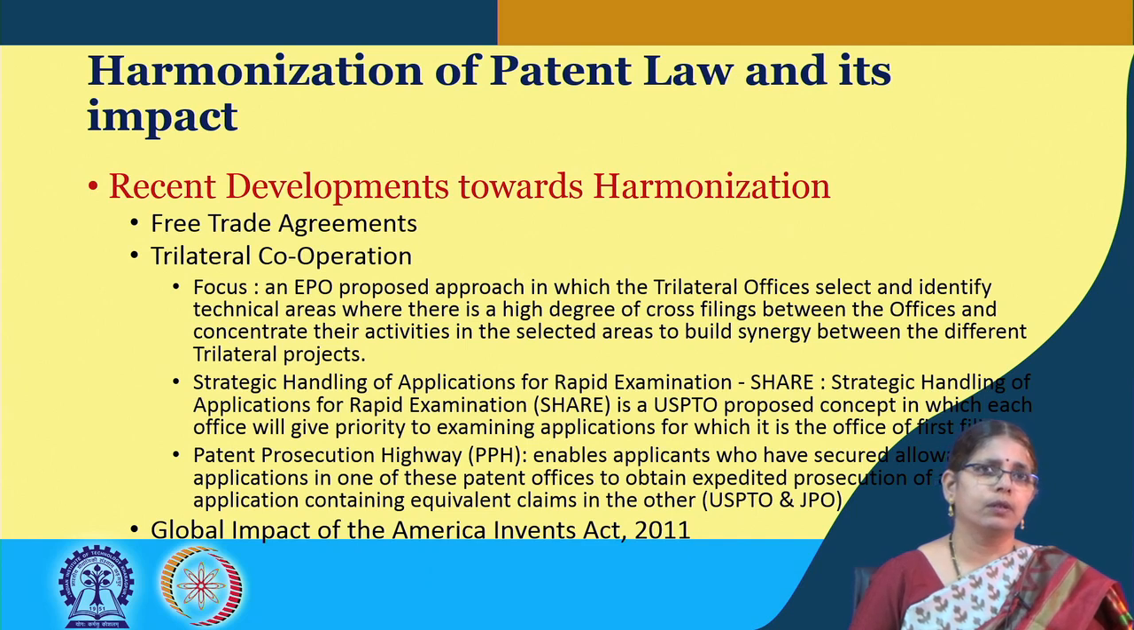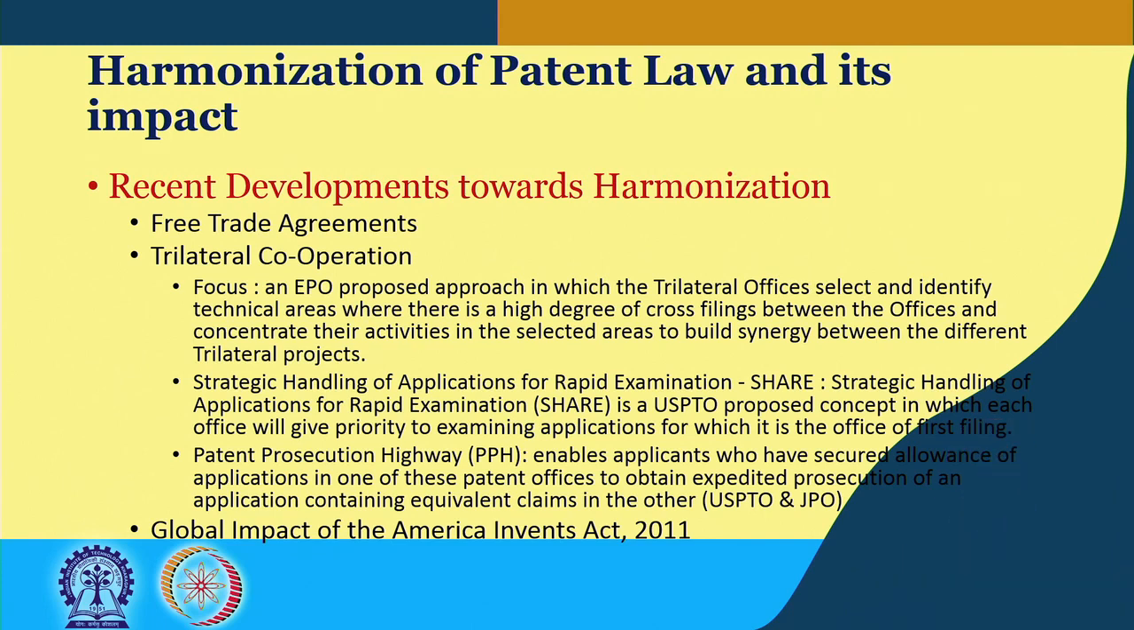And this strategic handling of applications has helped to build what we call the rapid examination. So, we would believe that there is something like a prosecution highway that opens up between the trilateral offices, where a given examiner who is looking at a particular application can get the entire documentation of another patent office simultaneously, and that helps in looking at the examination of applications. So, that is one way of what we call a mode of strategic handling of applications for rapid examination. That is one concept.